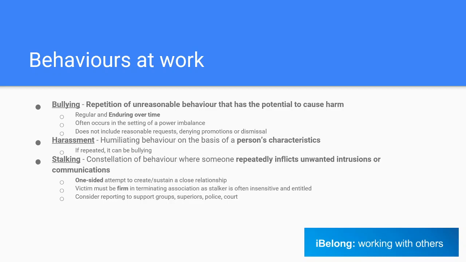So what bullying is, it's a repetition of unreasonable behaviour that has the potential to cause harm. So it might not necessarily be harmful, but it is repetitive, it's unreasonable, and it's generally unwanted, and it's enduring over time. So it generally has to occur for more than a week. It often occurs in the setting of a power imbalance, such as a boss talking to the people that they manage. But it doesn't include things like reasonable requests, denying promotions, or dismissal of someone for an actual reason other than, I just don't like him.